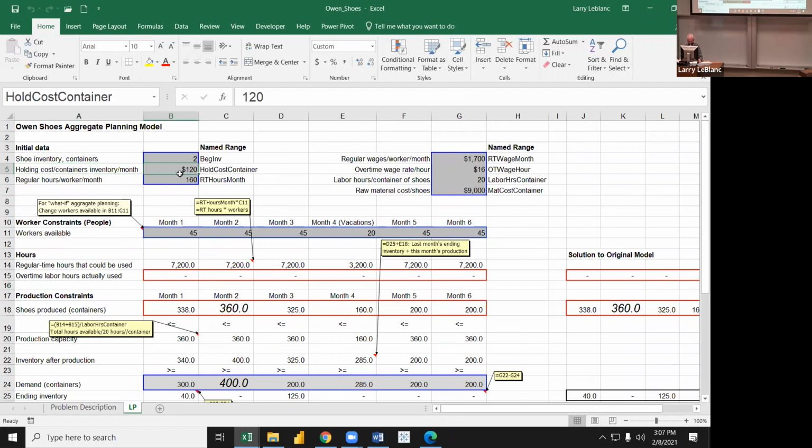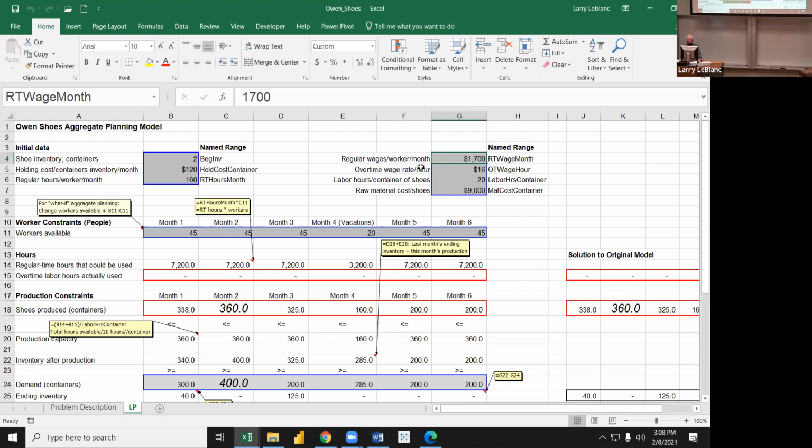Remember, the blue-gray is given data. I have 2 units of initial inventory in cell B4, which is named beginning inventory, abbreviated BEGINV. Holding cost per container, hold cost container, look at the name box. In B5 is 120. Named range RT, regular time hours per month per worker, on average, 160.